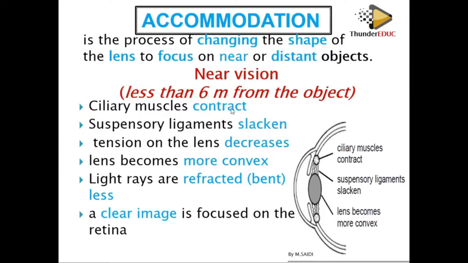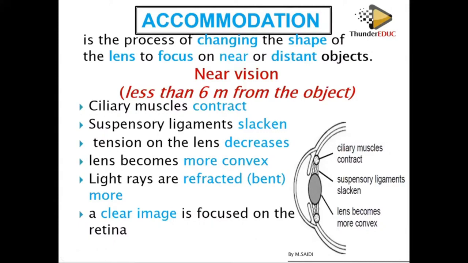So the ciliary muscles will contract. When the ciliary muscles contract, then the suspensory ligaments must relax because they work in the opposite way. The suspensory ligaments must slacken. It means that they must become loose. And because they are loosened, the tension on the lens has decreased. The lens becomes more convex. It means that light rays are refracted more because they are coming from a big, nearby object, so it looks big. So light rays are refracted more, and then a clear image is focused on the retina.